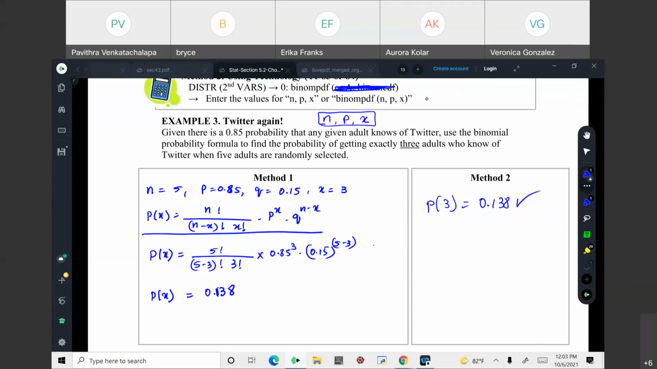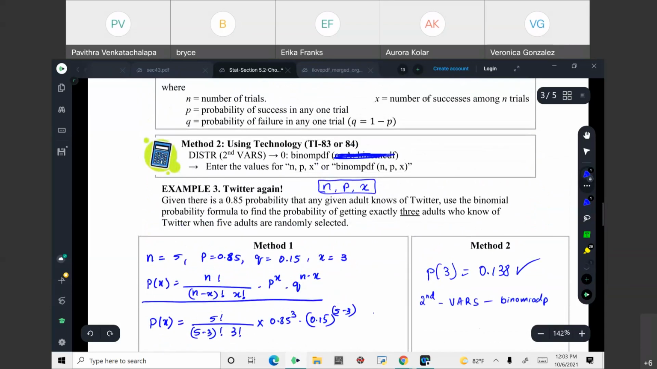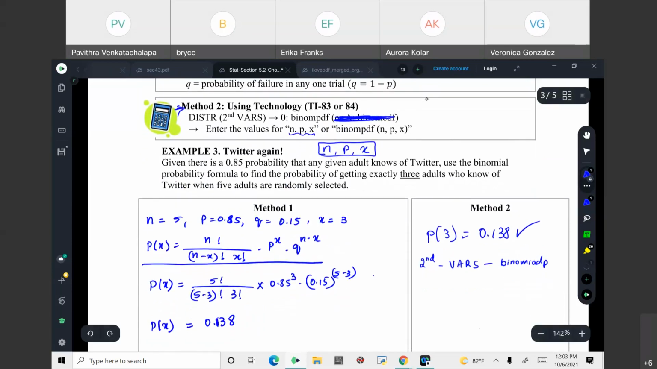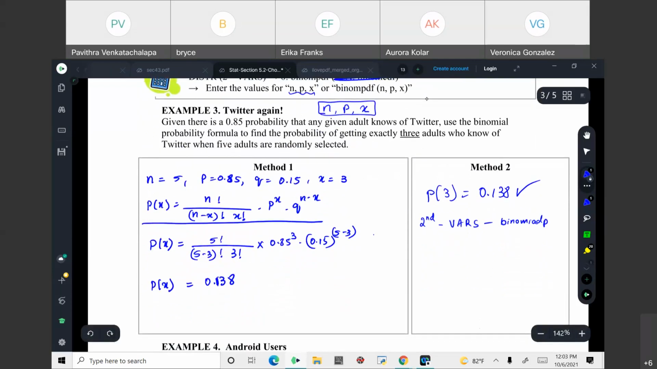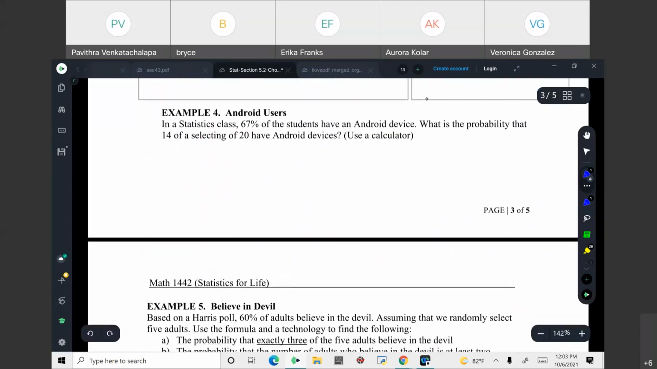How do you do that in your calculator? You have to click on the second VARS, and then you can go to binomial PDF. Right? So you have the steps here. Second VARS, and you can click on the 0. So when you enter 0, you will be asked to enter these three values. You will find all these three values in the question. So this is what we did in our last class. So you have another example of similar kind. Now I want you to use your calculators and find the value.